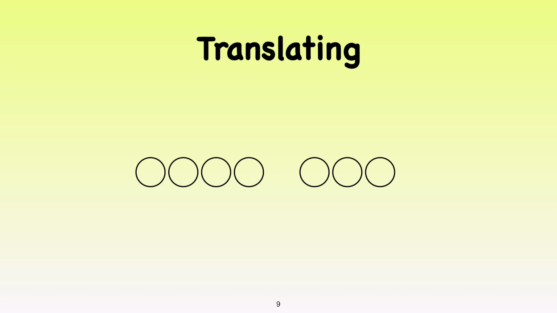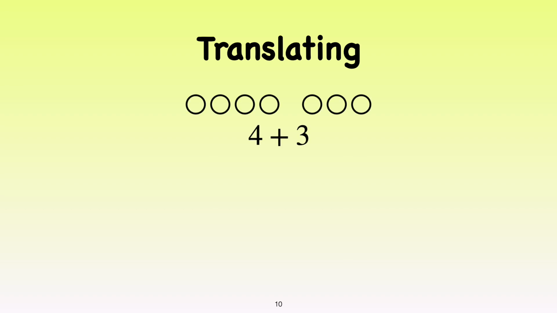Here's an example of translating a picture to math. We see 4 circles and then 3 circles. And we're going to be consistent. The circles are not going to represent unknowns. The circles are going to represent 1, like a penny. So this expression translates to 4 plus 3. Here's that example from the previous slide.